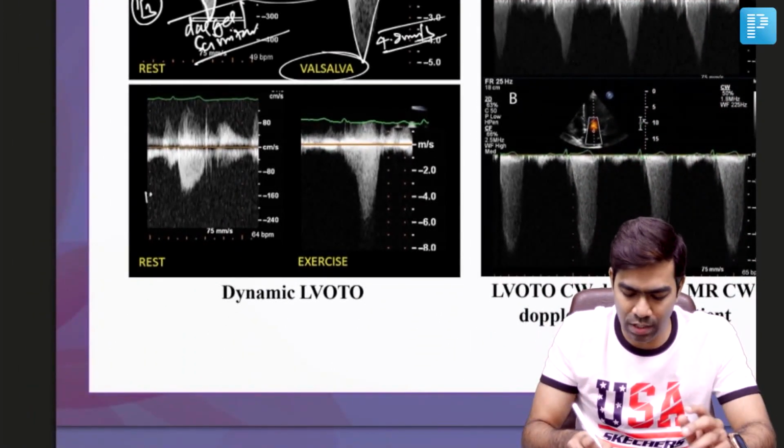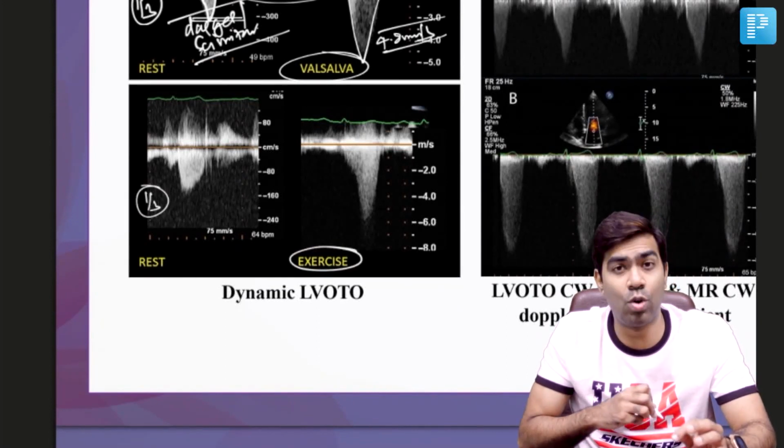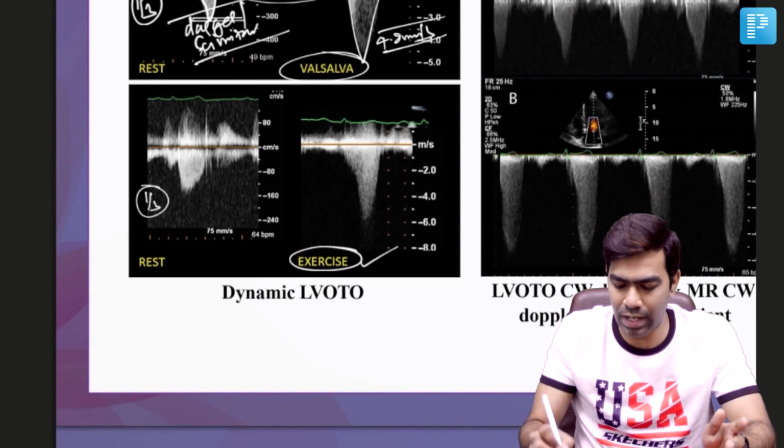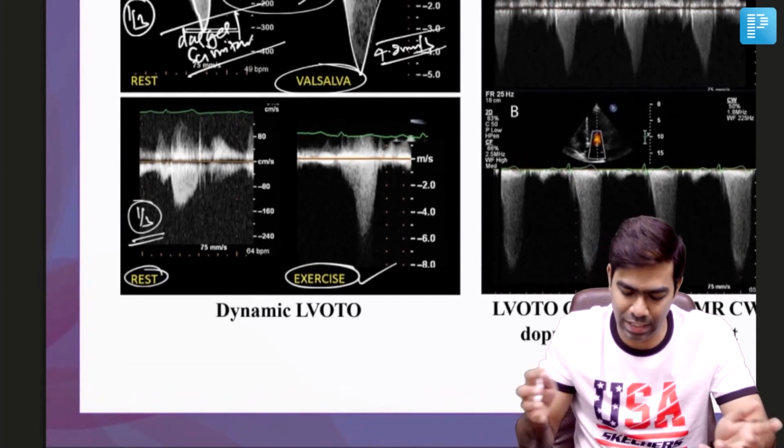And as I've told you, one-third of the patients can show obstruction only during exercise, or they may develop a gradient only during exercise, which means at rest, the gradient may be normal. Take this patient, for example.